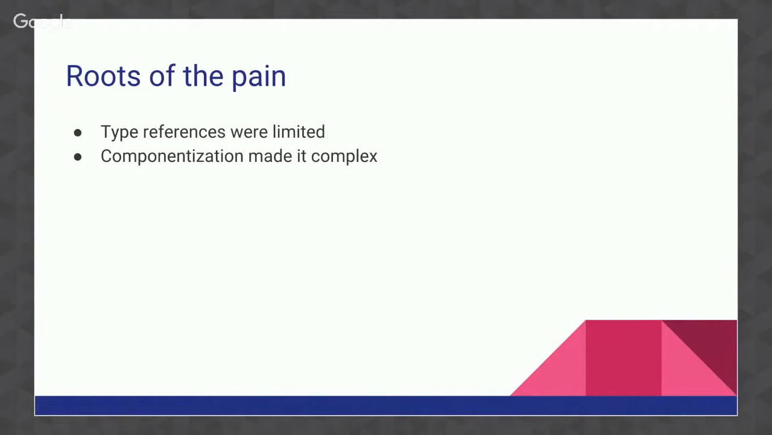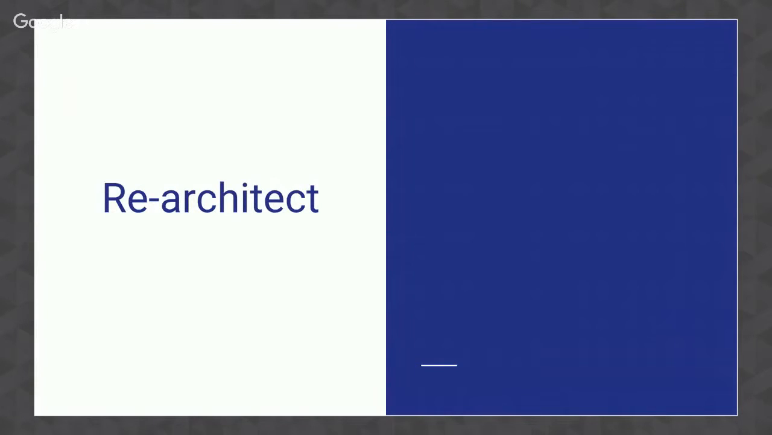The next question is why we still have these issues left. We have two root causes. One is that type references are not handled well. The other is componentization, as I said. So to resolve these issues well, we are planning to remake the IDL compiler from scratch.